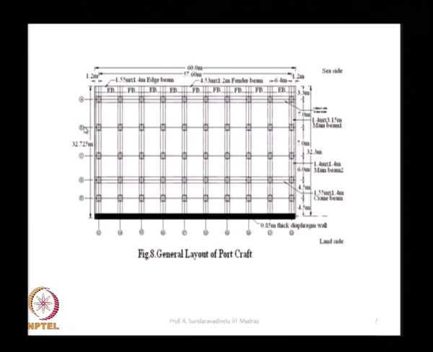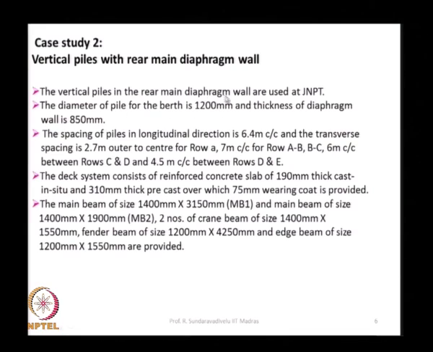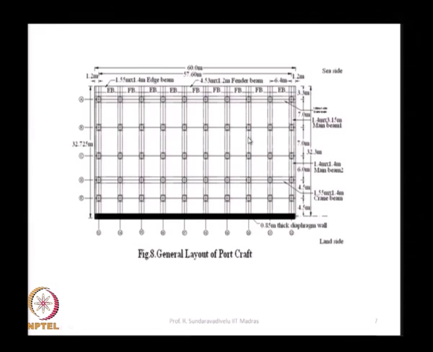On this side it is given A, B, C, D, E, and this is your F row, and these piles are of different diameters. The diameters are given here: 1200 mm diameter piles, and the diaphragm wall thickness is 850 mm. The spacing of the piles in the longitudinal direction is 6.4 meters; this is the longitudinal direction.